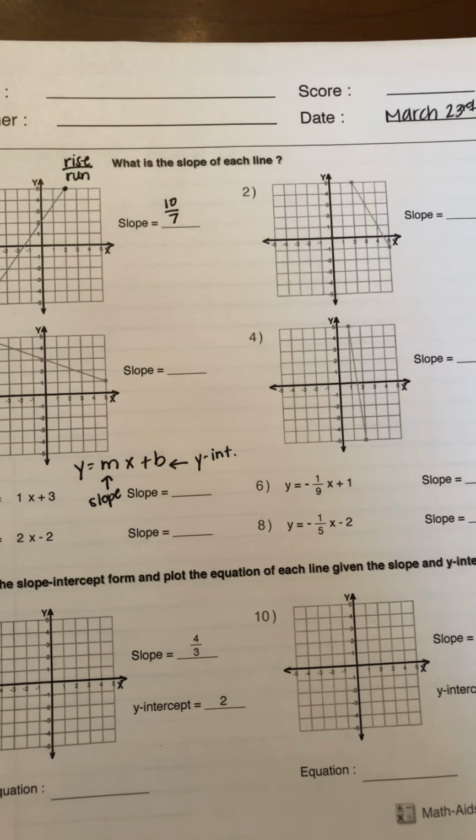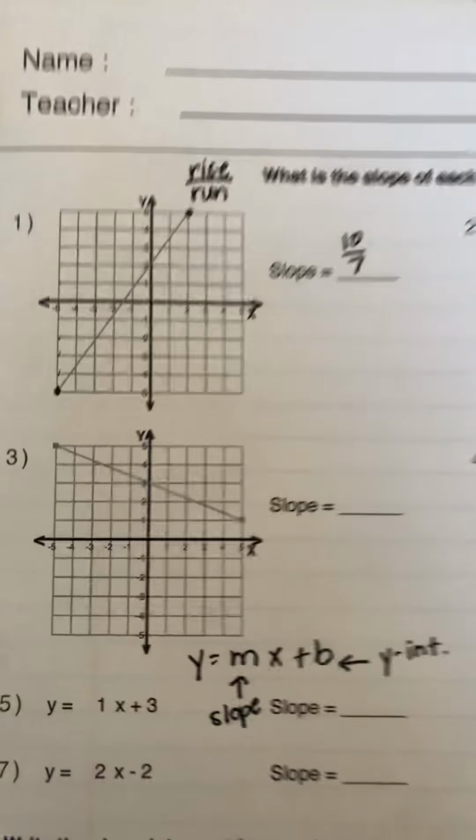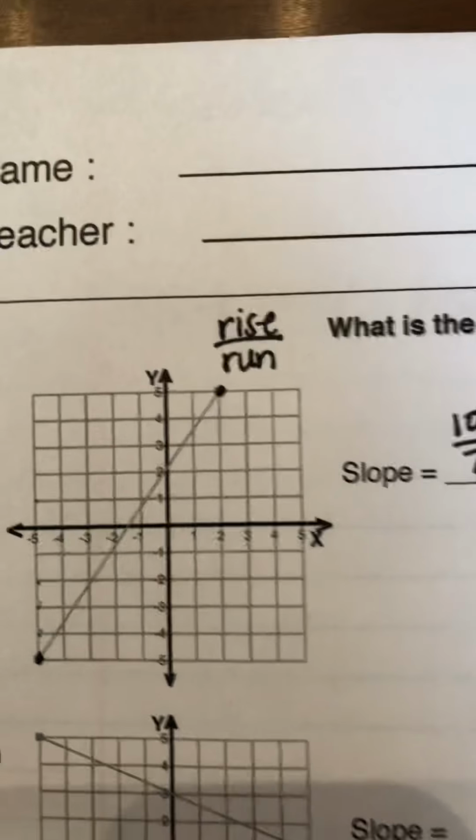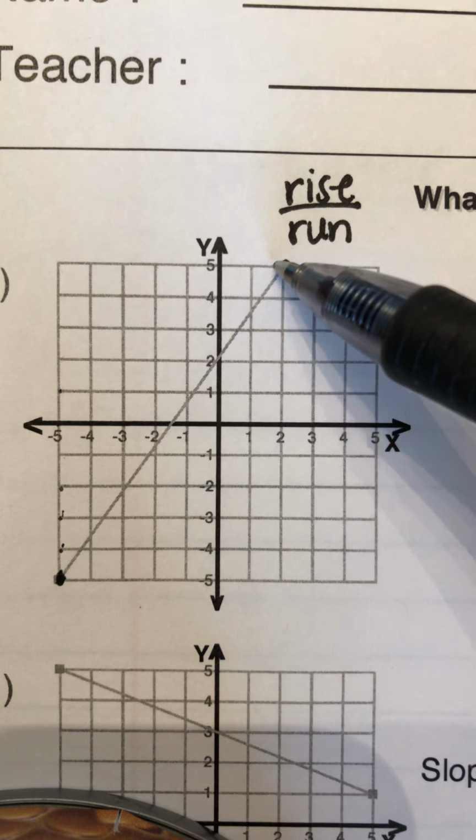This is the March 23rd worksheet that has lots of different equations about what is the slope of each line. We'll begin with problem 1, and you'll see here that it gives us 2 points, and I've made those points darker. So I have gone ahead and made this point and this point darker.